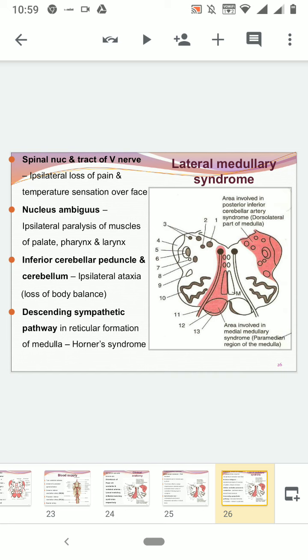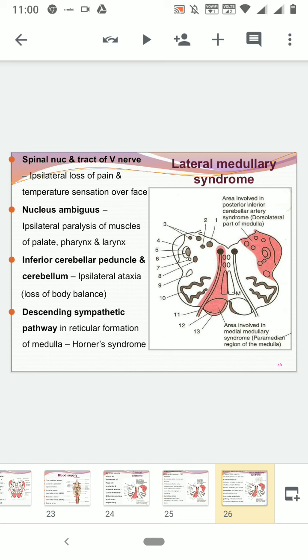And then what else is there? We have also talked about all the nuclei of the cranial nerves. The nucleus ambiguus is there on the lateral aspect, so that will get paralyzed. Whenever the cranial nerve nuclei are involved, it causes ipsilateral damage, because the cranial nerves are not crossed yet, so only the nuclei are involved. The nucleus ambiguus is the motor nucleus of the 9th, 10th and 11th cranial nerves. So it causes ipsilateral paralysis of the muscles of the palate, pharynx and larynx, because if you remember, the 9th, 10th and 11th cranial nerves innervate the palate, pharynx and larynx.